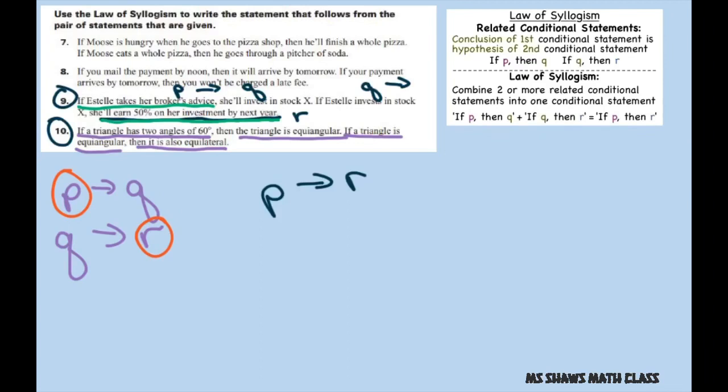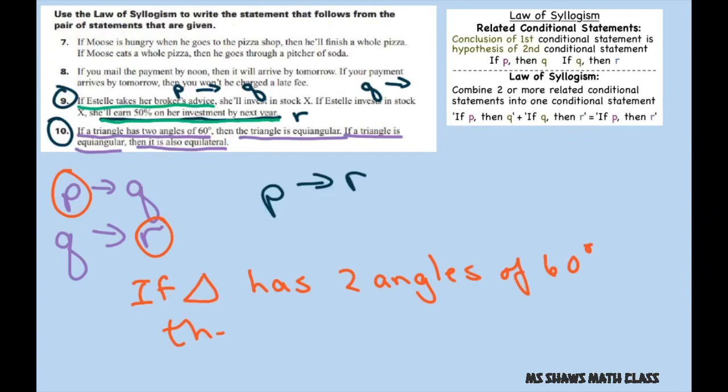So if the triangle has 2 angles of 60 degrees, then it is also equilateral. That's what the law of syllogism is like.